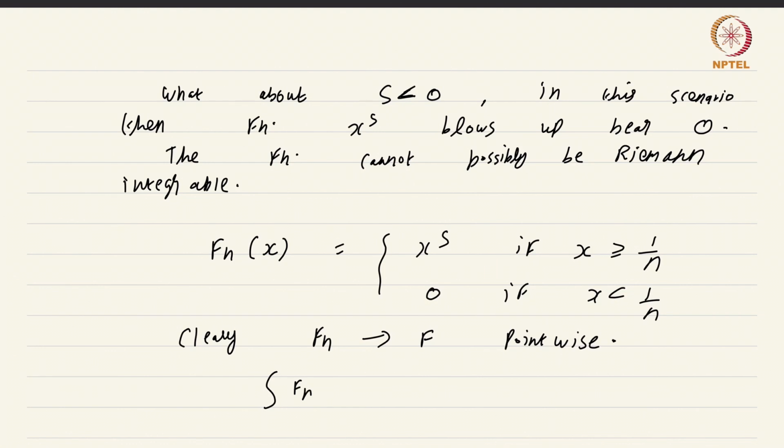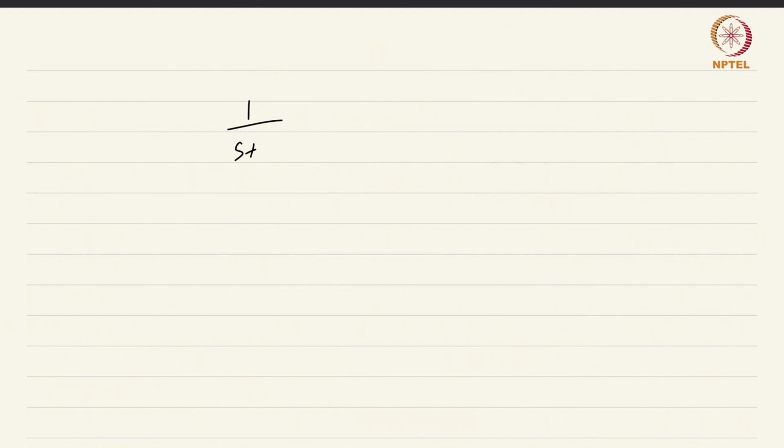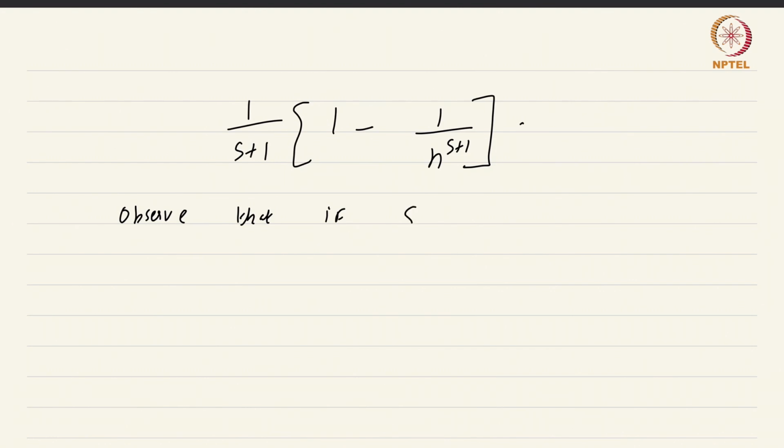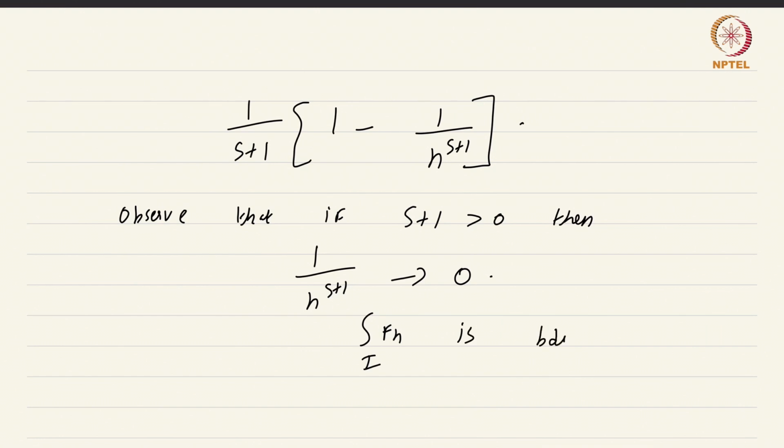Furthermore, what is the integral of fn from 0 to 1? Well, it's just the integral from 1/n to 1 of x^s, which gives us x^(s+1)/(s+1) with the limits 1/n to 1. If you substitute this, you will get 1/(s+1) into (1 minus (1/n)^(s+1)). Now observe that if s plus 1 is greater than 0, then (1/n)^(s+1) converges to 0, which means that the sequence of integrals of fn is bounded. Furthermore, fn is obviously an increasing sequence.